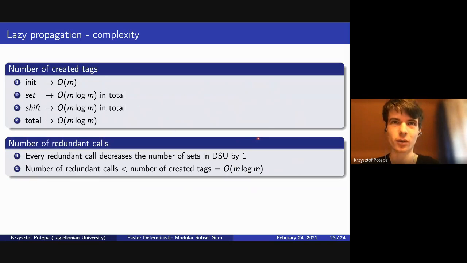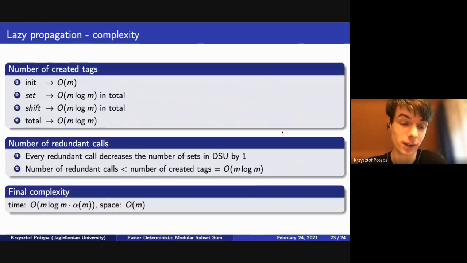All LCP operations amortize to m log m, and we get the final deterministic complexity m log m times alpha of m. This is from find union operations, and space is m if we delete unused tags appropriately in find union. We can do that. All right, so that's all. That's all there is to the deterministic variant.